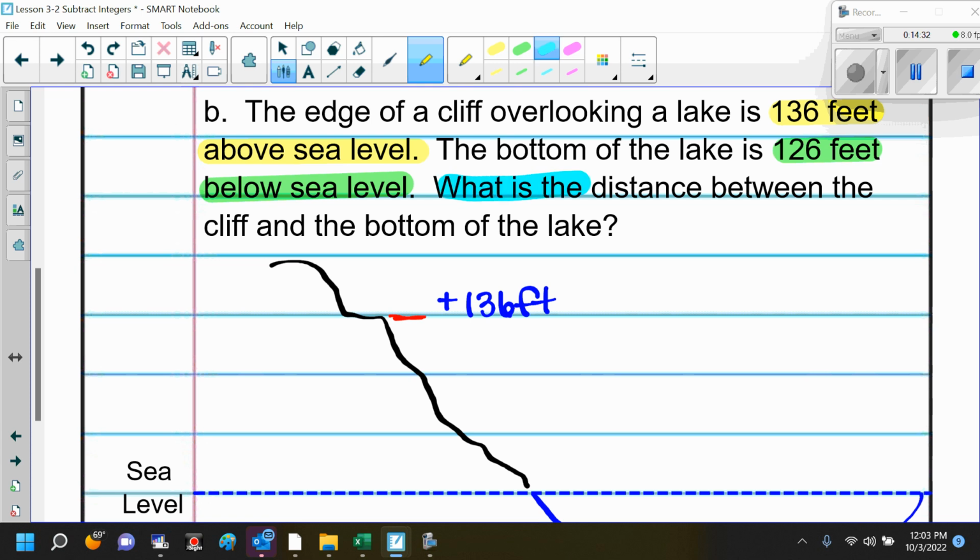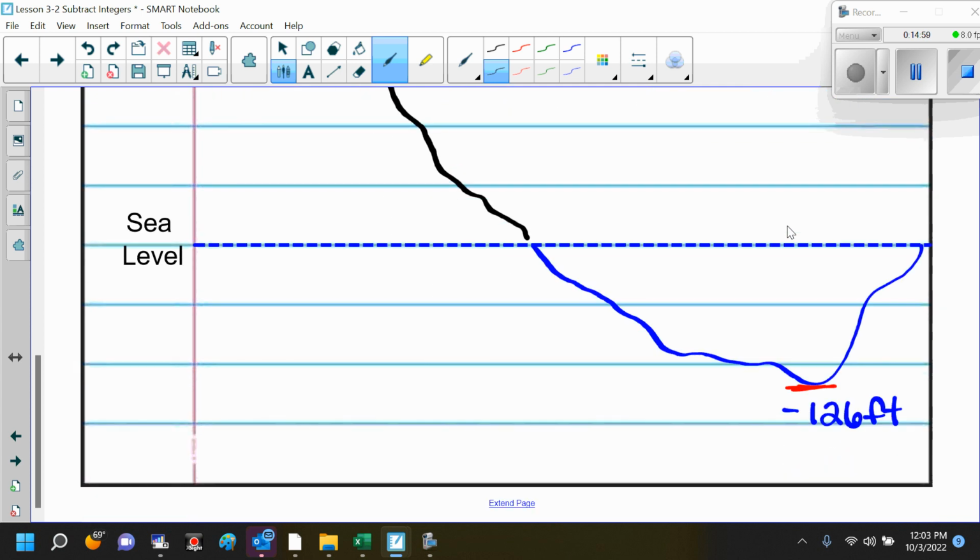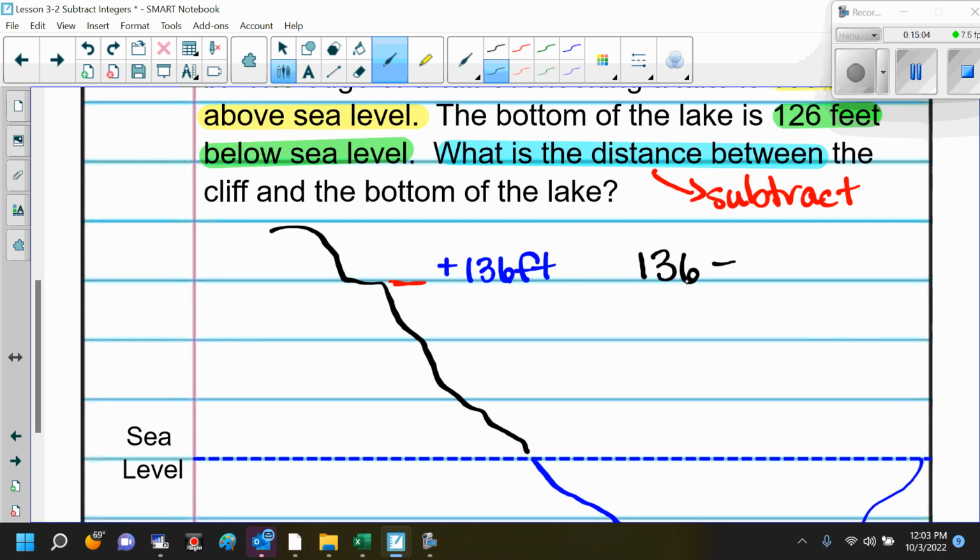And again, when we're looking for distance between 2 points, what are we going to do? Subtract. Okay, we want to subtract those two numbers, the highest point minus the lowest point, right? So that means that we've got a positive 136 feet minus a negative 126 feet.